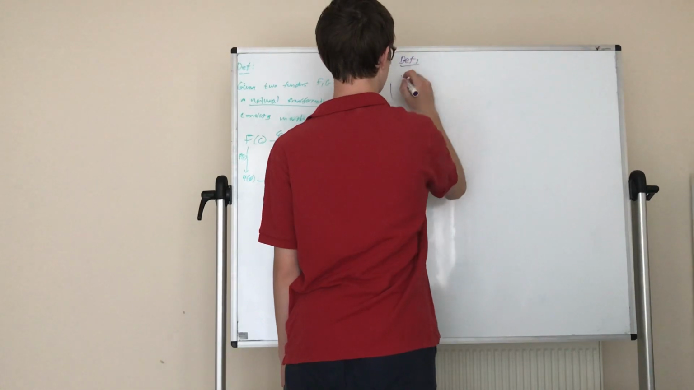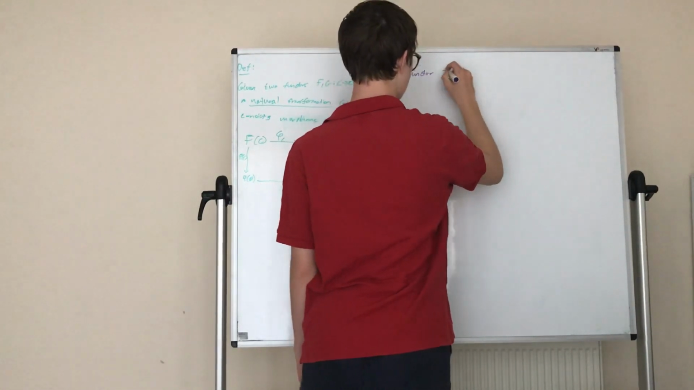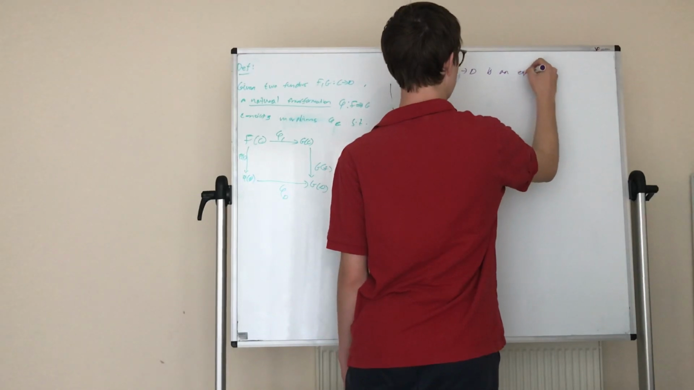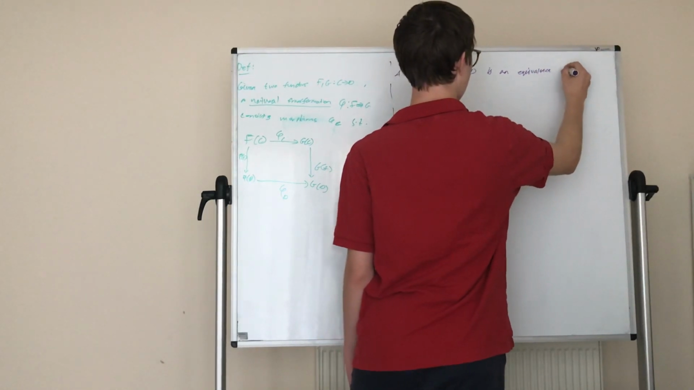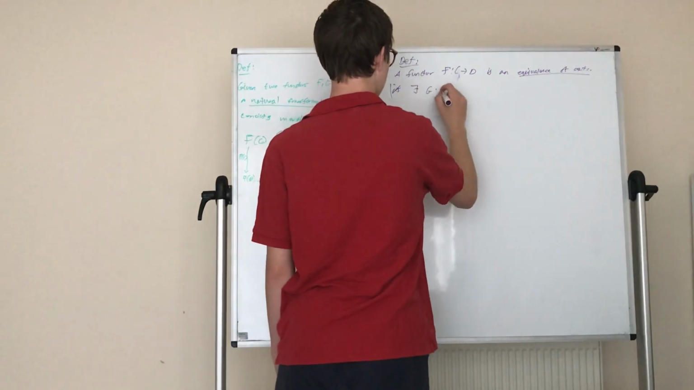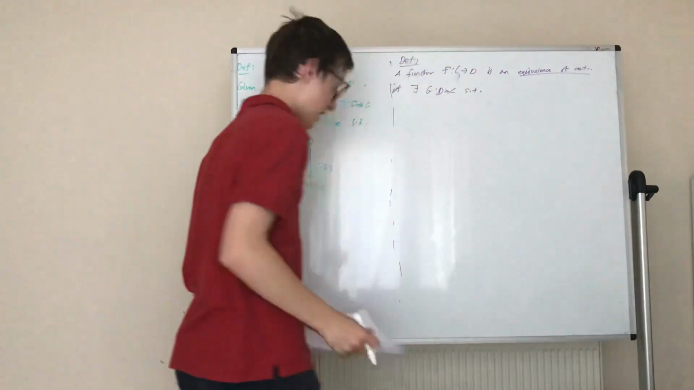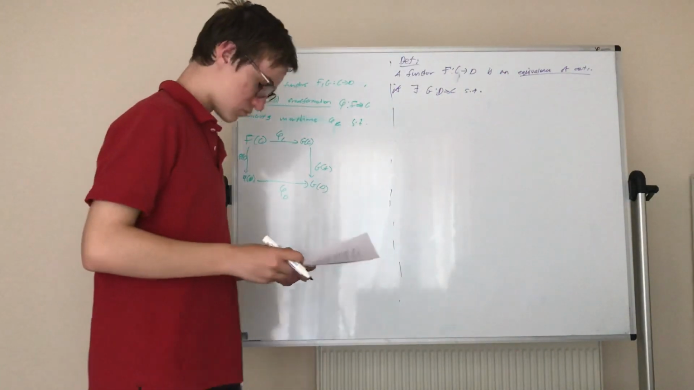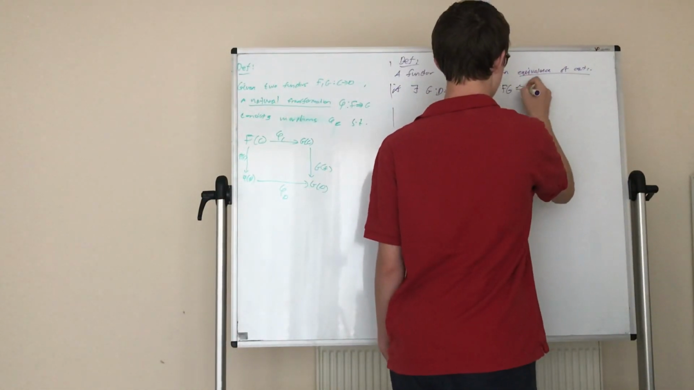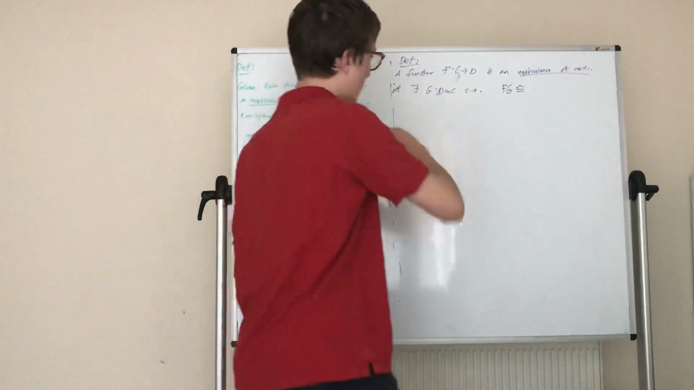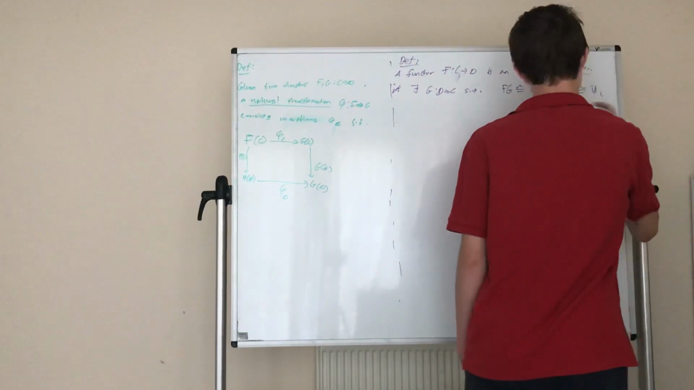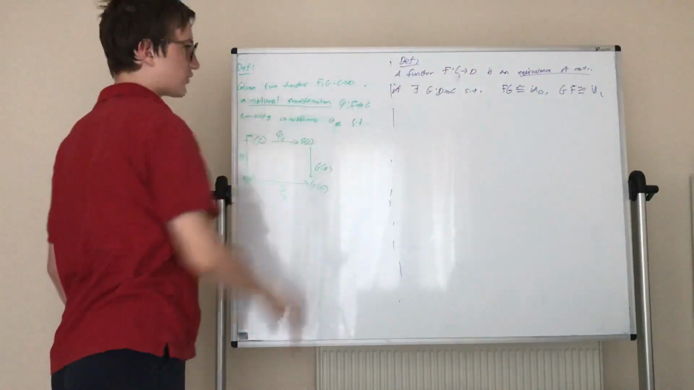Definition. A functor F between C and D is an equivalence of categories if there exists some G between D and C such that we have natural isomorphisms FG isomorphic to the identity on D, and GF isomorphic to the identity on C. So we have those two natural isomorphisms.